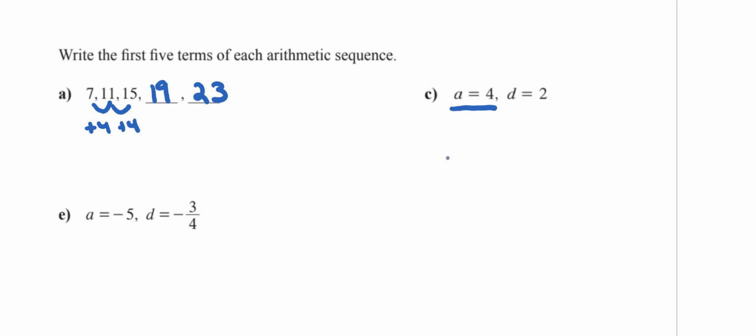This means my first term is a 4, and my common difference is a 2, so I just add 2 each time. So 4 plus 2 is going to be 6. So my second term is 6. My third term is going to be 8.